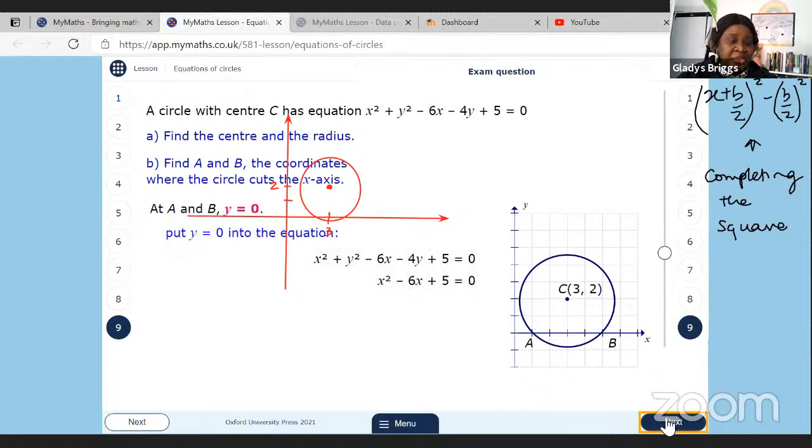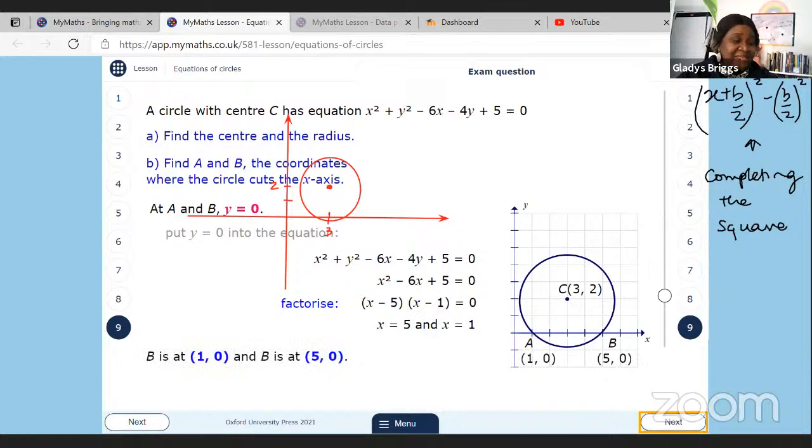Put y equals 0 into the equation. X squared minus 6x plus 5 is equal to 0. Factorize. X is equal to 1 and x is equal to 5. They made a mistake there. A is at 1, 0 and B is at 5, 0.